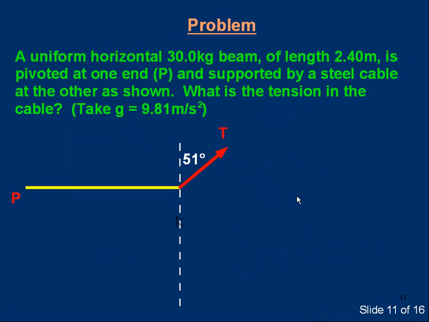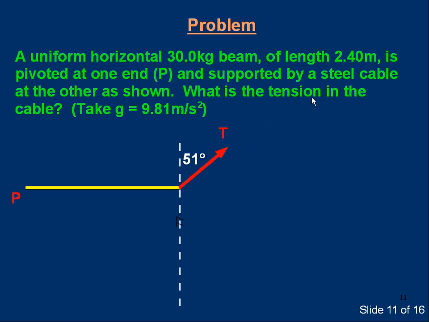And the last exercise I shall ask you to do is a typical simple exam question. Let's suppose we have a uniform horizontal 30 kilogram beam in equilibrium. It's just being held there. Its length is 2.4 meters. It's pivoted at one end, P, and it's supported by a steel cable at the other end as shown. So the steel cable is at an angle of 51 degrees to the vertical, supporting the right hand end of the steel beam.